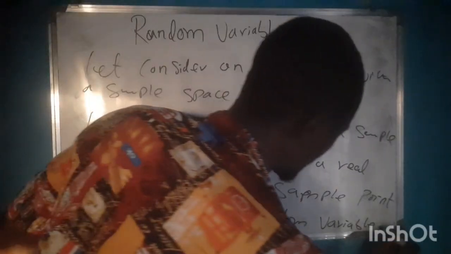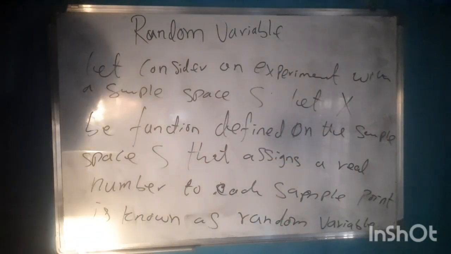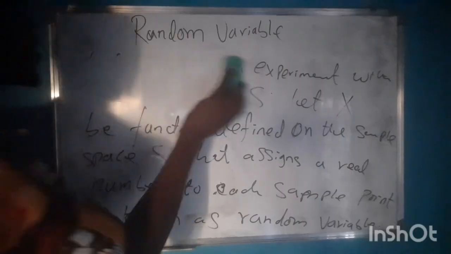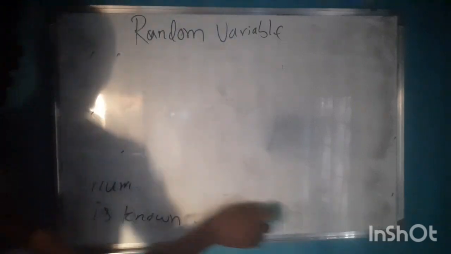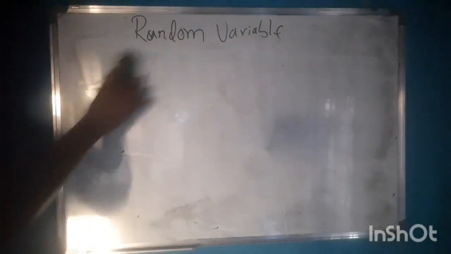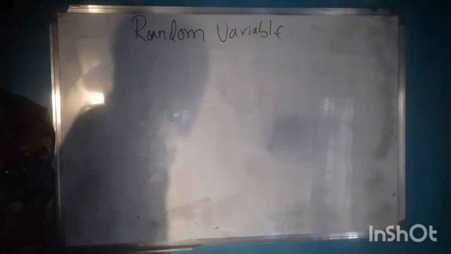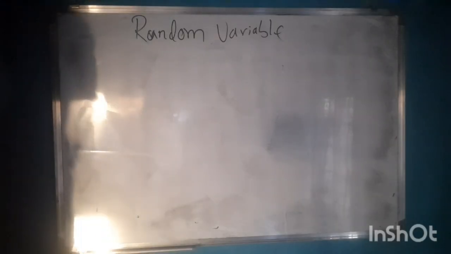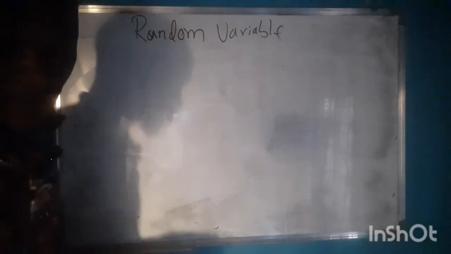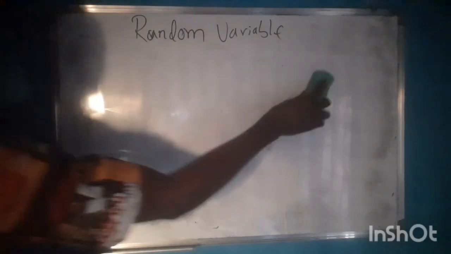And it is called a random variable because its value depends on what? The outcome of the random experiment. Now, in statistics, random variable is divided into two. We have discrete and continuous random variable. But before we go into that, let's look at what they call range.